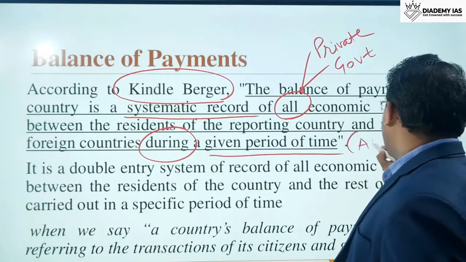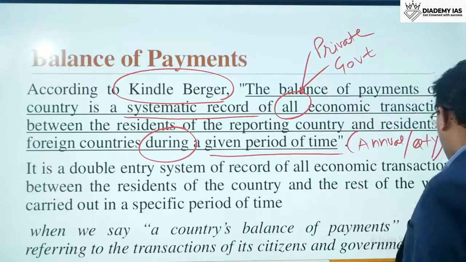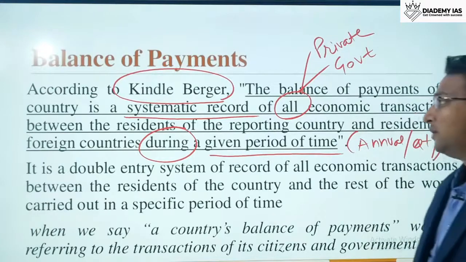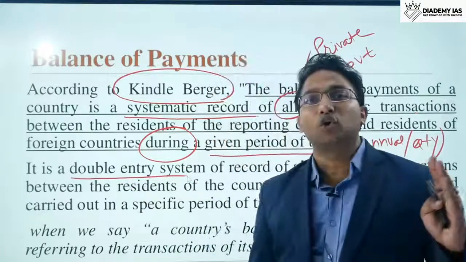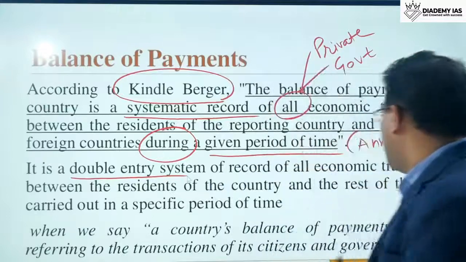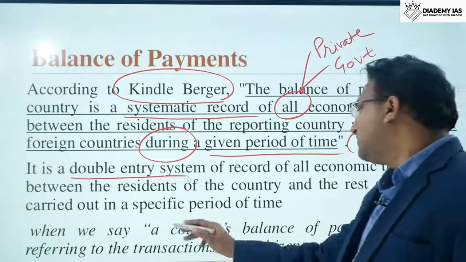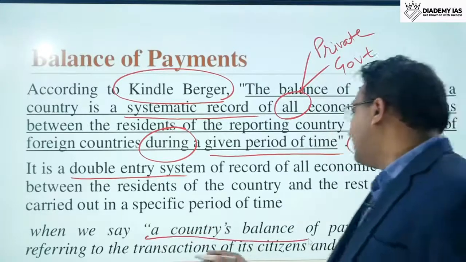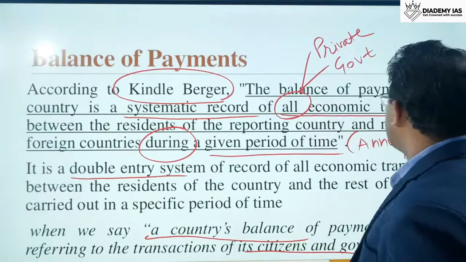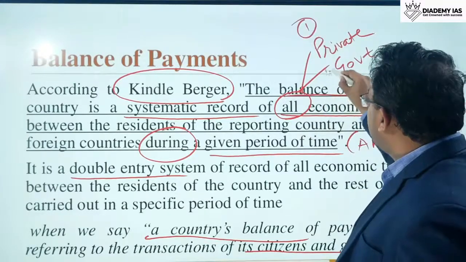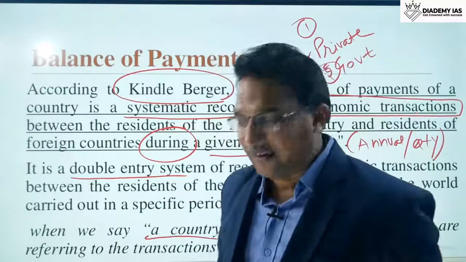Normally this is annual and also quarterly, so we calculate it on an annual basis as well as a quarterly basis. It is a double entry system of record, that means there will be entries both on the debit side and the credit side. When we say a country's balance of payment, we are referring to the transactions of its citizens and the government, whether done by the private sector or by the government sector. We include both kinds of transactions.